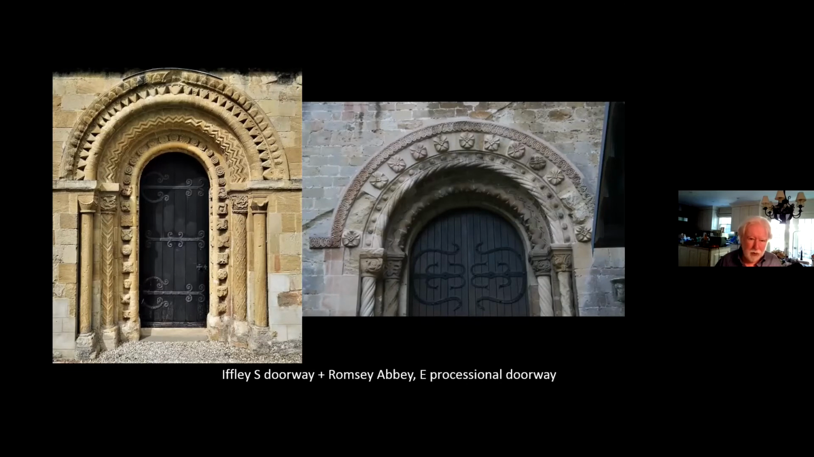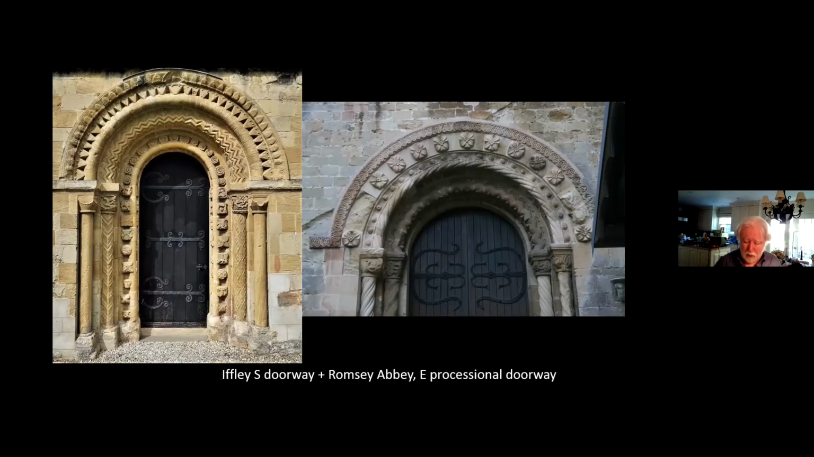You have the best quality work, a range of motifs where you can almost put the royal warrant or something very close to it. So the unusual feature, or another unusual feature that we see at Iffley, the use of these stylized flowers in the arch. This is the closest parallel I know at Romsey, the east processional door.